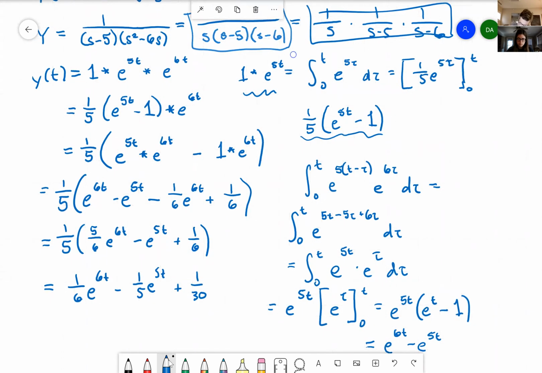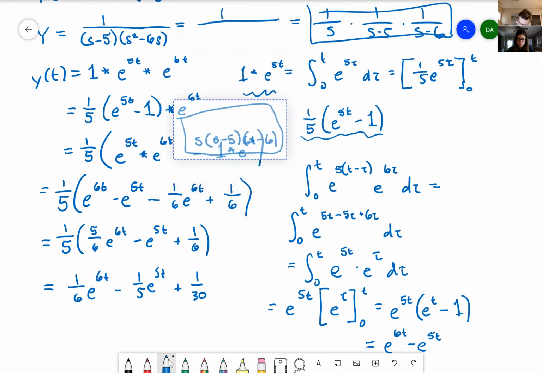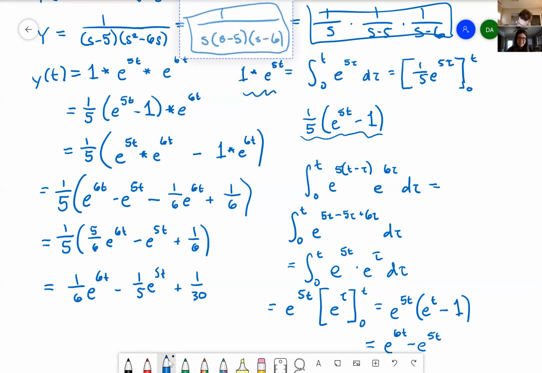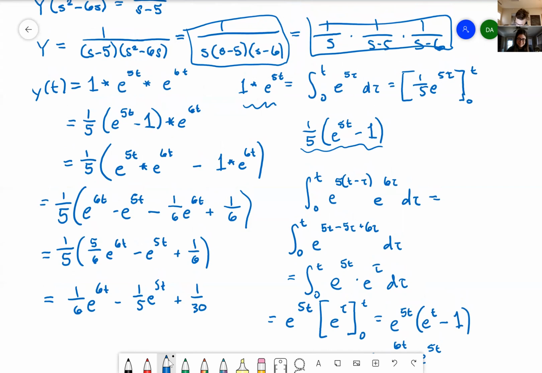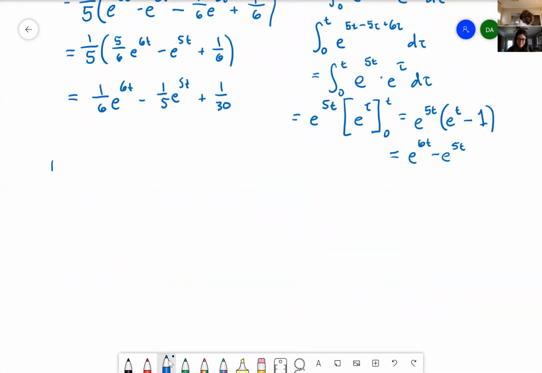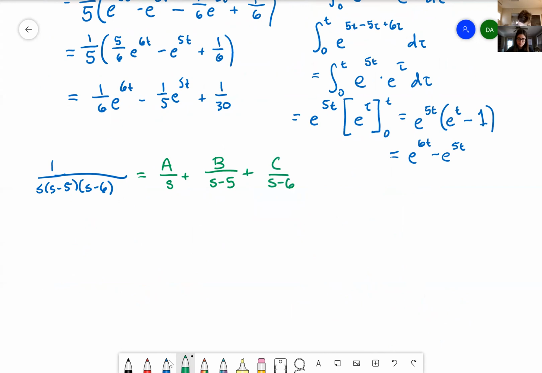Can I just grab this? Oh, it didn't take the one. Okay. 1 over s times s minus 5 times s minus 6. I don't remember it that long. And since we're changing methods, let's change color. So this should be equal to A over s plus B over s minus 5 plus C over s minus 6, for some values A, B, C.